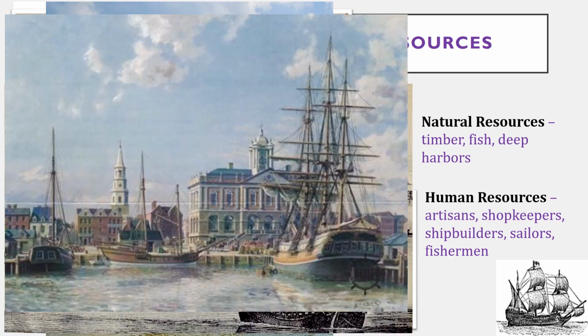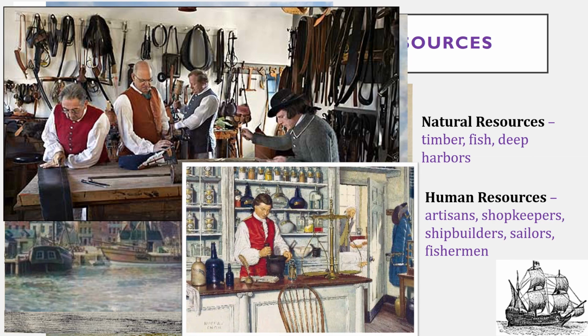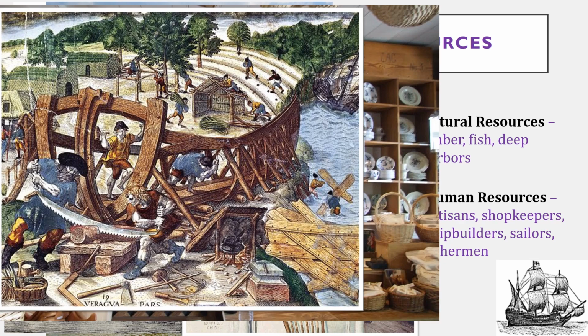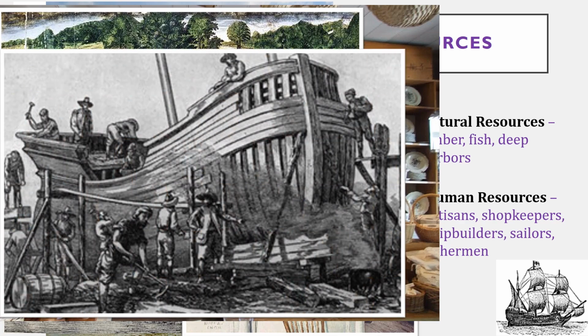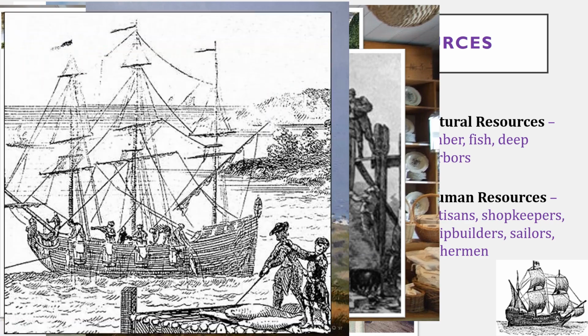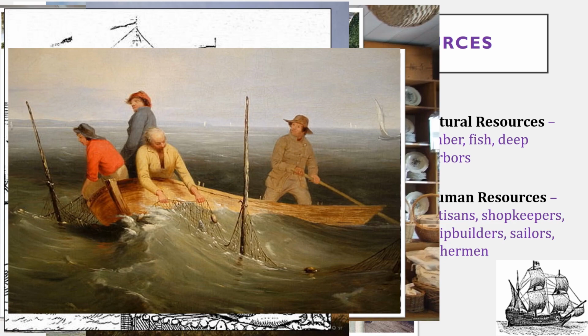Human resources included artisans and shopkeepers in many of these port cities, where they could take the natural resources or traded goods and sell them to local customers. Because there was such a need for ships, shipbuilding was a major industry in the New England colonies. Sailors were also big in the colonies, since ships needed men to sail them back and forth across the ocean. Fishing was a popular job in New England colonies too, because so many fishermen were abundant in many of the coastal cities and towns along the New England shore.